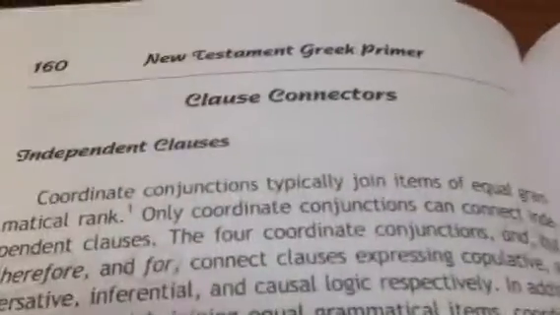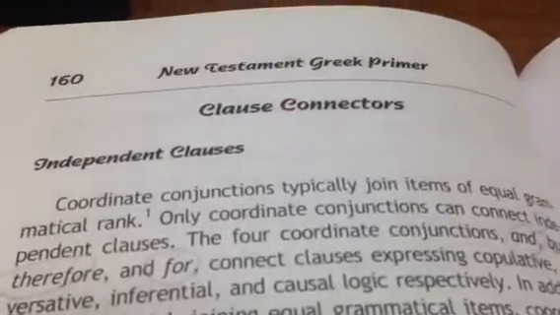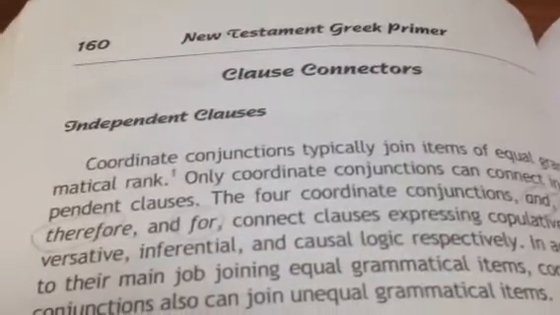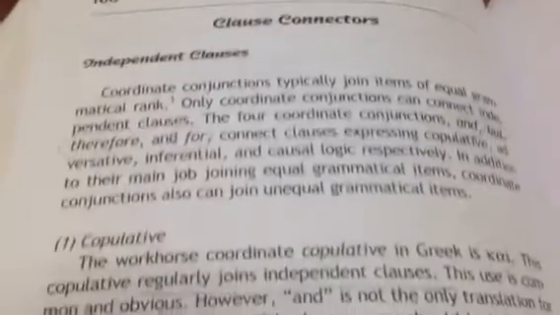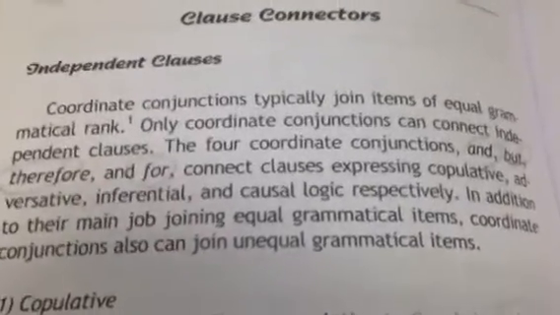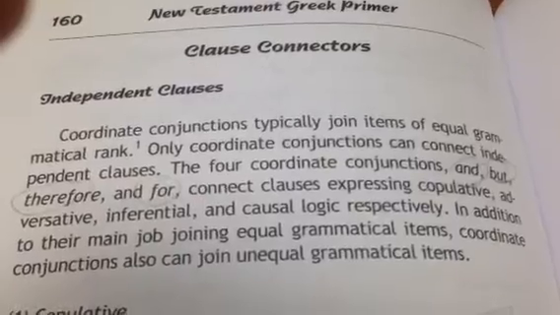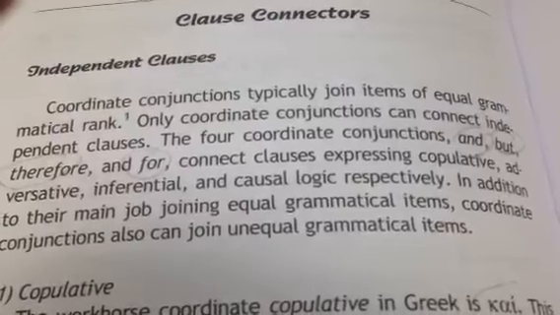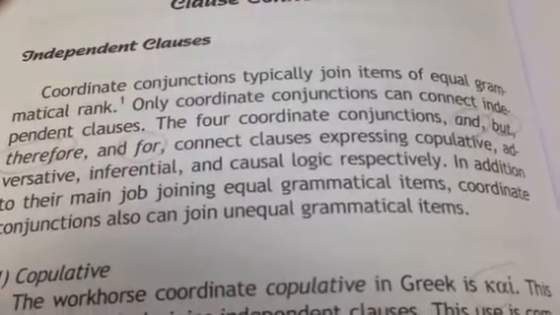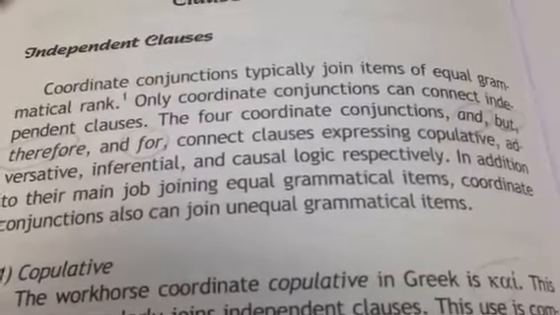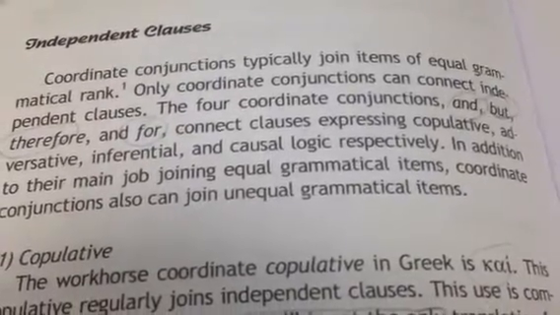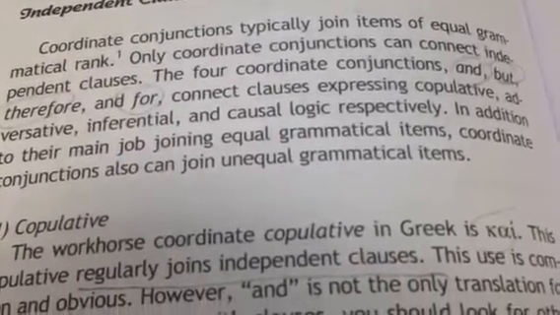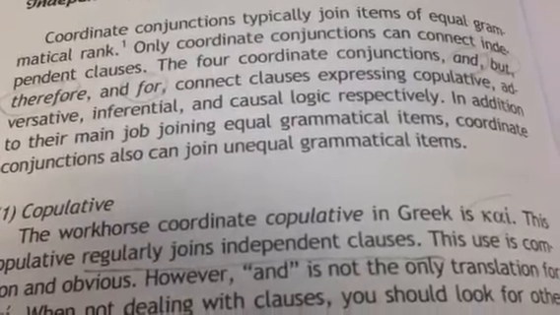Okay, then we can also use particular words as clause connectors. For this, it's important that you review in English what dependent and independent clauses are. That's the only way for you to understand why we need even clause connectors. Okay, so coordinate conjunctions typically join items of equal grammatical rank. Only coordinate conjunctions can connect independent clauses. So we have 4 coordinate conjunctions. We have and, but, therefore, and for. And they connect clauses expressing copulative, adversative, inferential, and cause.